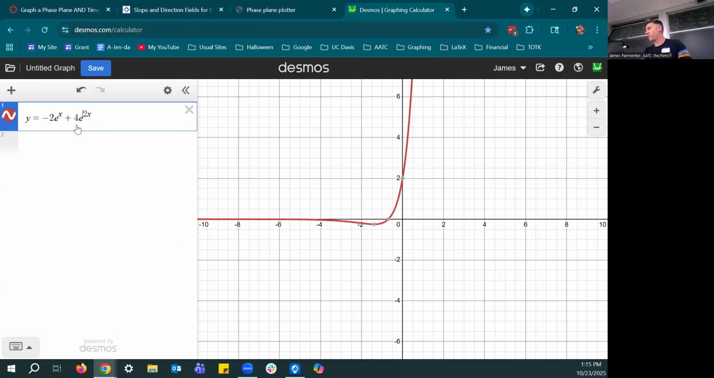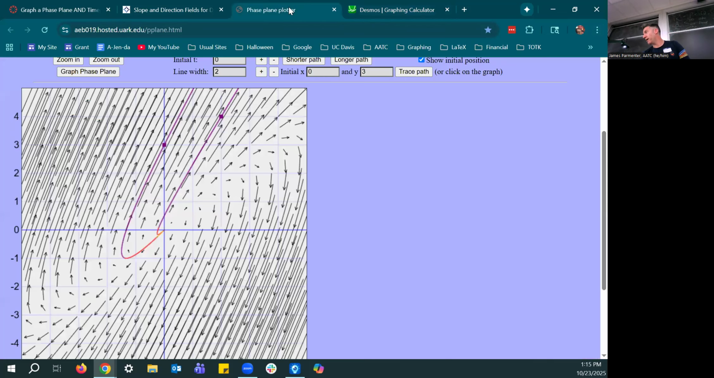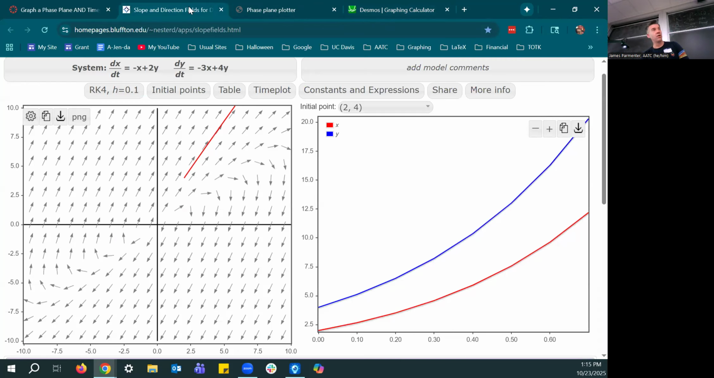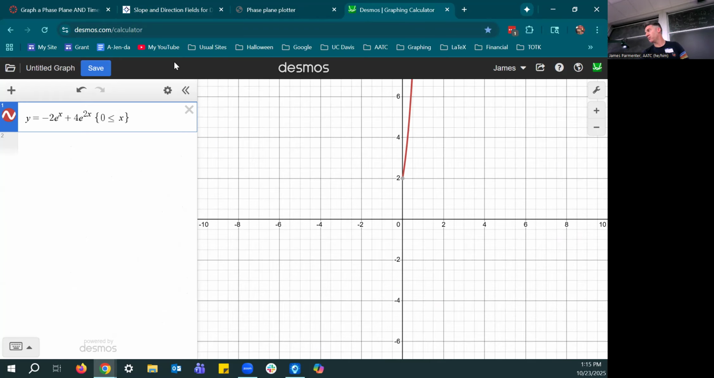And then if you cut off the parts where x is negative, there's essentially the same portion of the graph. Now it looks way steeper because of how my window is, but that right there is exactly the same graph as the blue one there. The blue one, the red one. And then I can graph the other one.